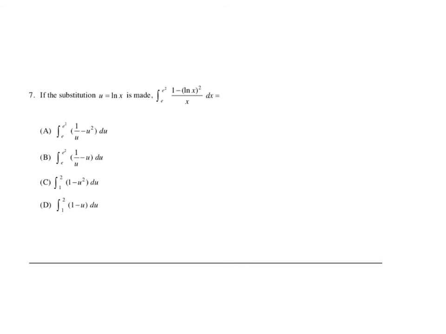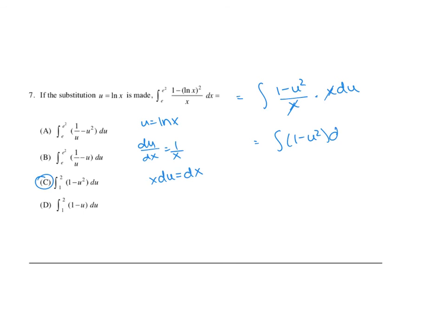On this problem, number 7, our answer is going to be C. So if u is ln x, du/dx is 1 over x, so x du is dx. So 1 minus ln x squared is now 1 minus u squared over x times x du. The x's simplify nicely, so I have 1 minus u squared du. We don't want to forget to switch the e and the e squared. Ln e is 1. Ln e squared is 2.